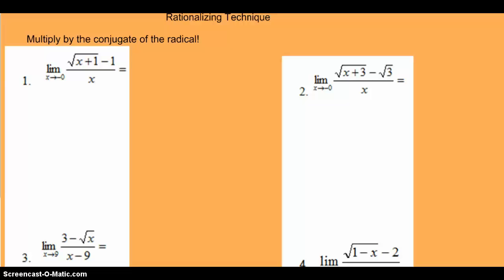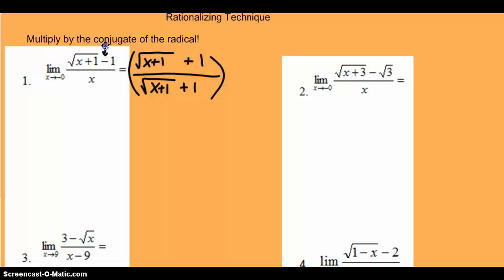Yep, that word came back. Conjugate means that you take this term right here and change the sign. This will become positive. So I'm going to multiply by radical x plus 1 plus 1 over radical x plus 1 plus 1, because technically then I'm multiplying by 1, so I'm not changing the value.